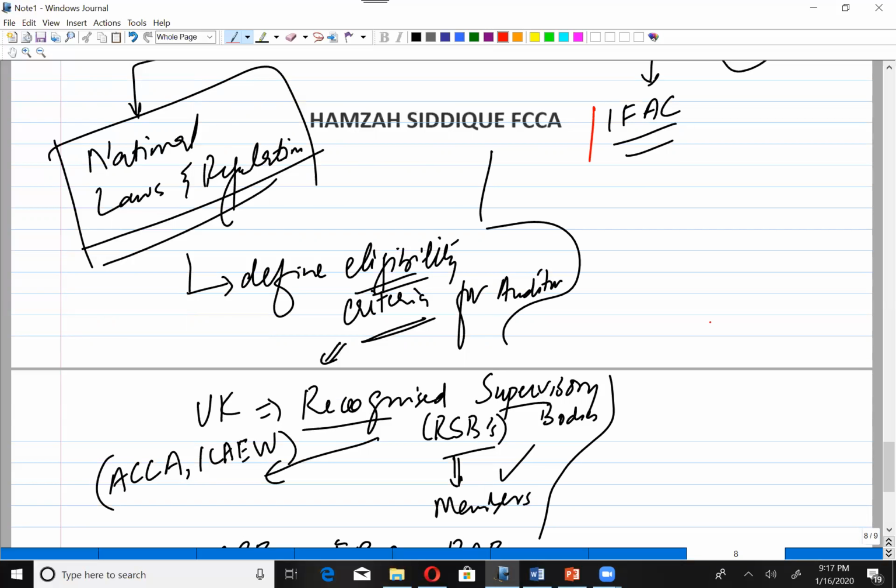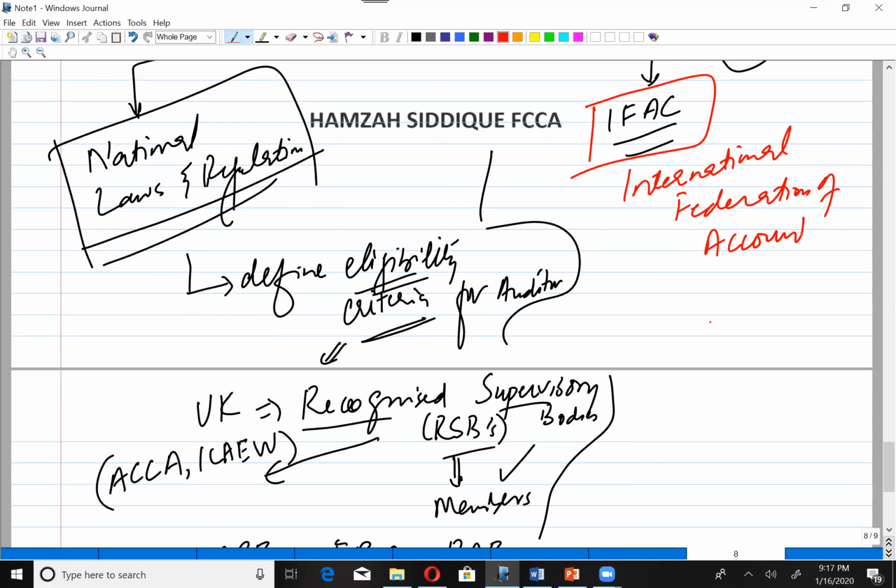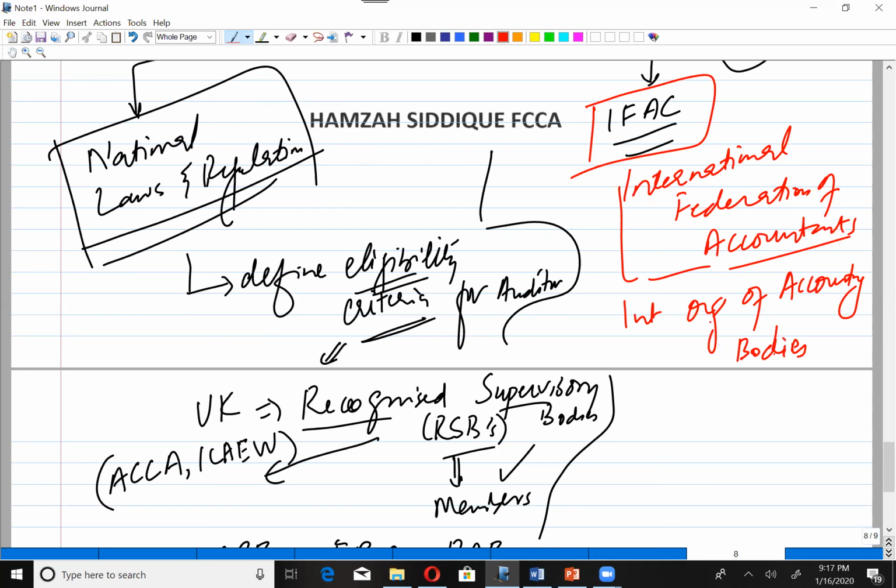Now, IFAC. What is IFAC? IFAC is basically the International Federation of Accountants. Students, it is basically an international organization of accountancy bodies. Accountancy bodies like ACCA, ICAEW, CIMA, CPA. More than 150 accounting bodies are members of it. They have formed this organization, IFAC.